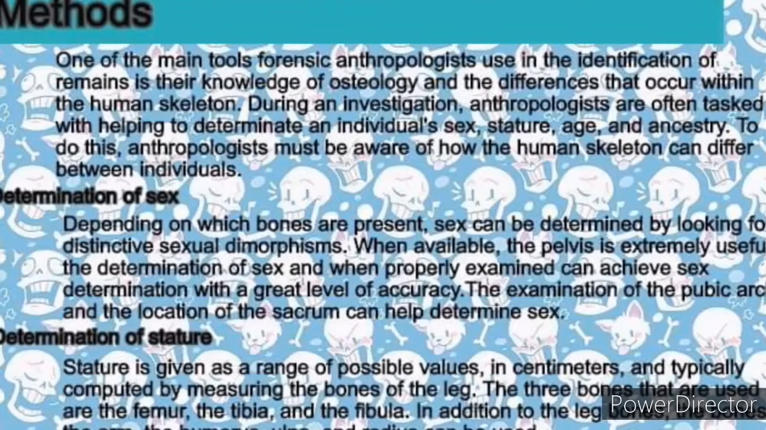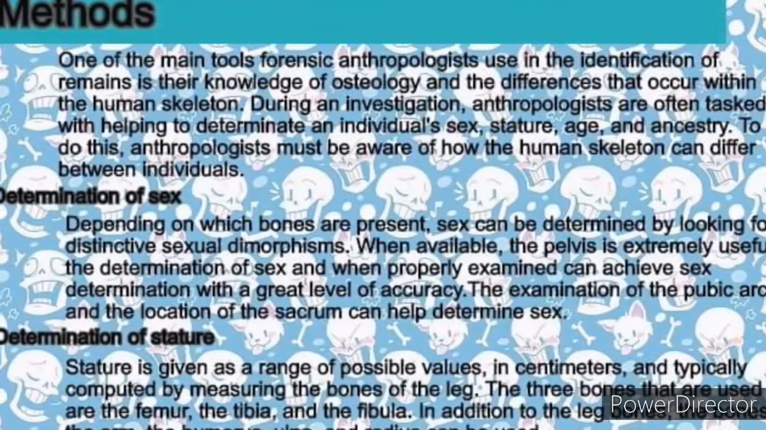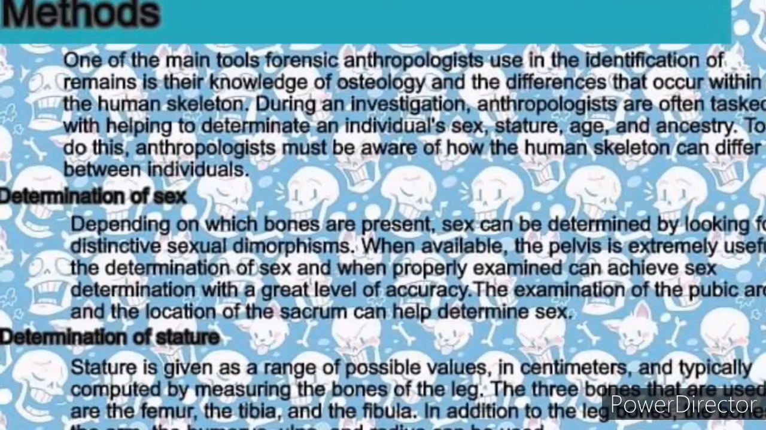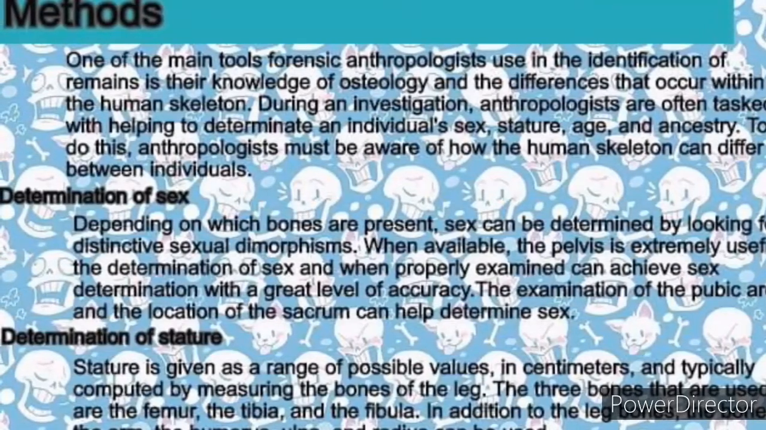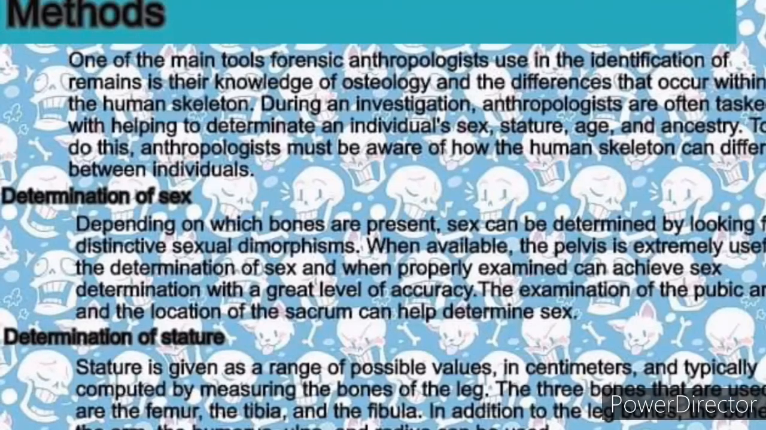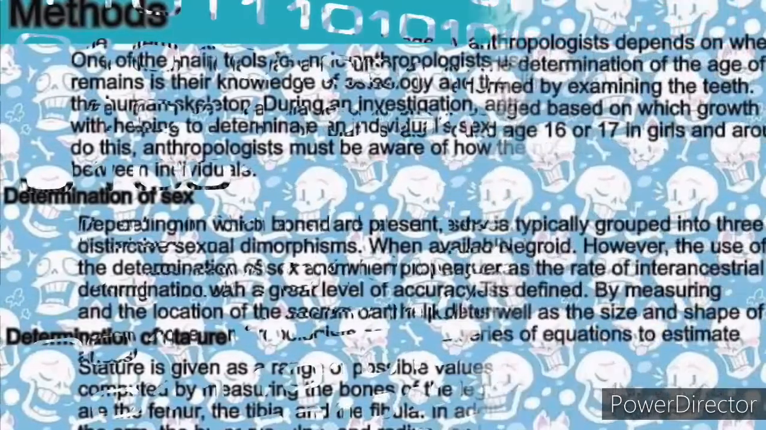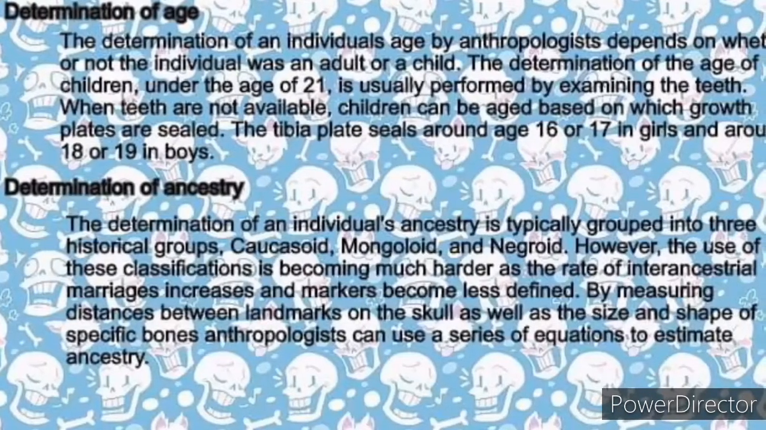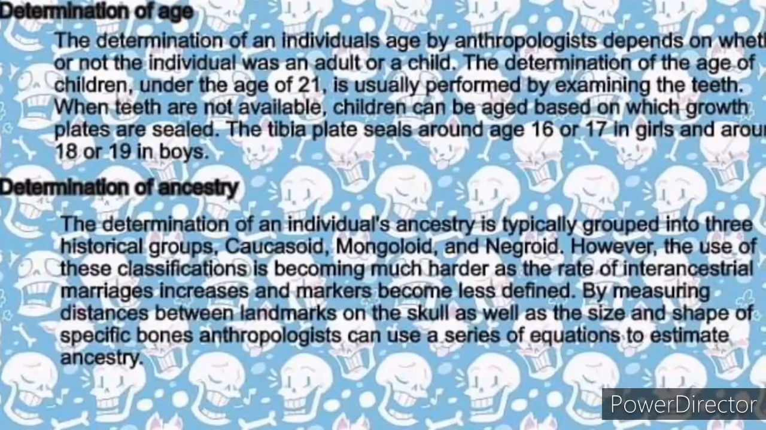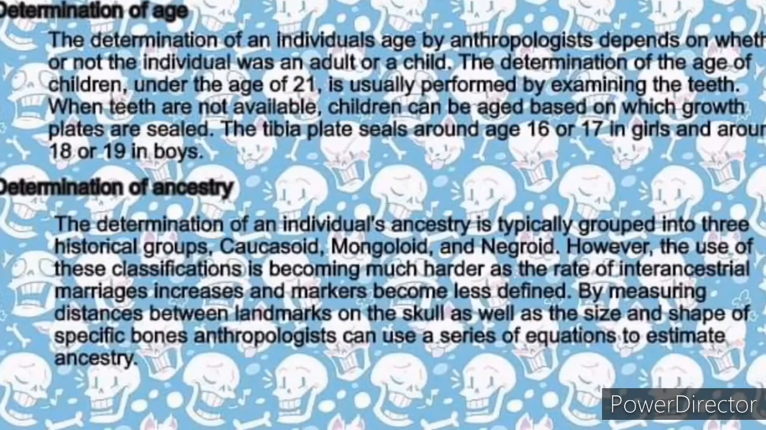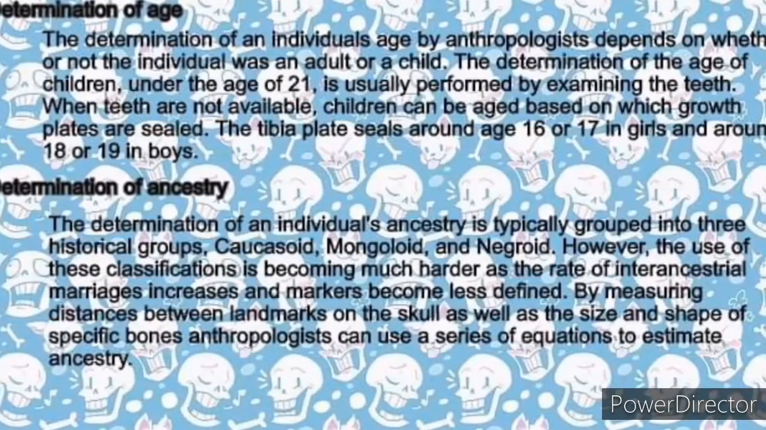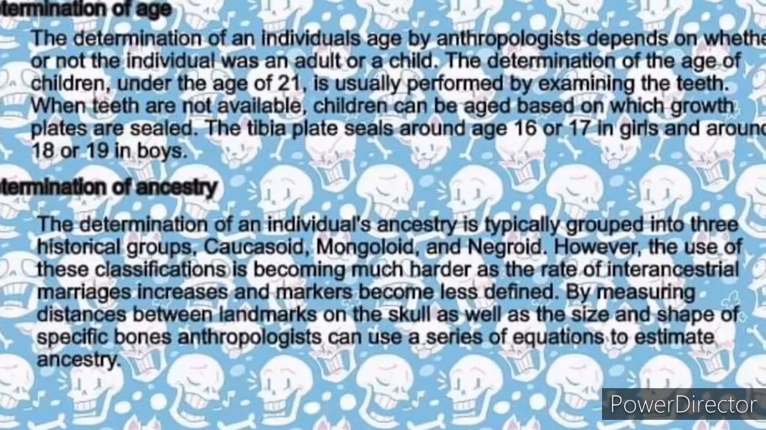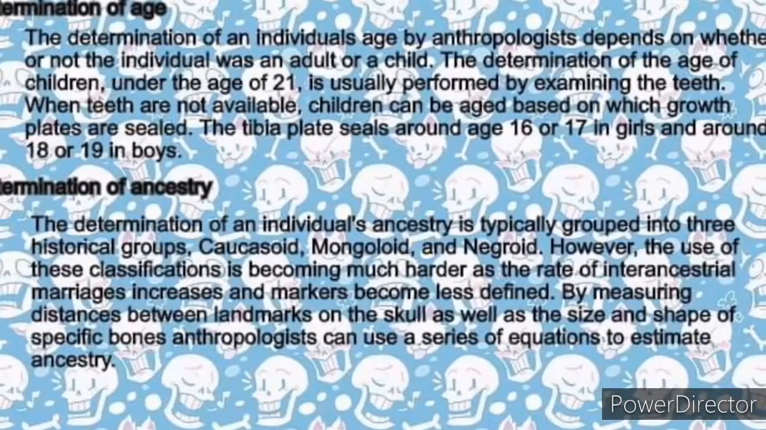Forensic anthropology methods. One of the main tools forensic anthropologists use in the identification of remains is their knowledge of osteology and the differences that occur within the human skeleton. During an investigation, anthropologists are often tasked with helping to determine an individual's sex, stature, age, and ancestry. To do this, anthropologists must be aware of how the human skeleton can differ between individuals.